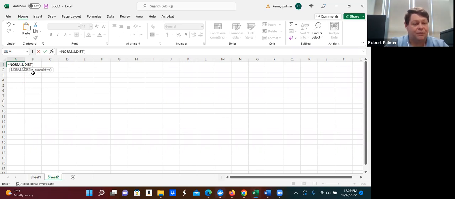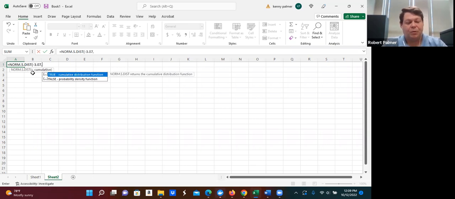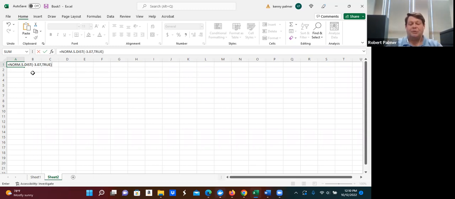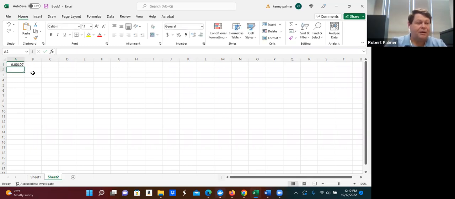It says we need 2 things entered, once again, as we said. The z-score, which is negative 3.07, and then we're going to write the word TRUE because it says cumulative. We want the cumulative distribution. That means everything to the left, which is what we want. We type that in. It's a very small number, which you expect it to be.